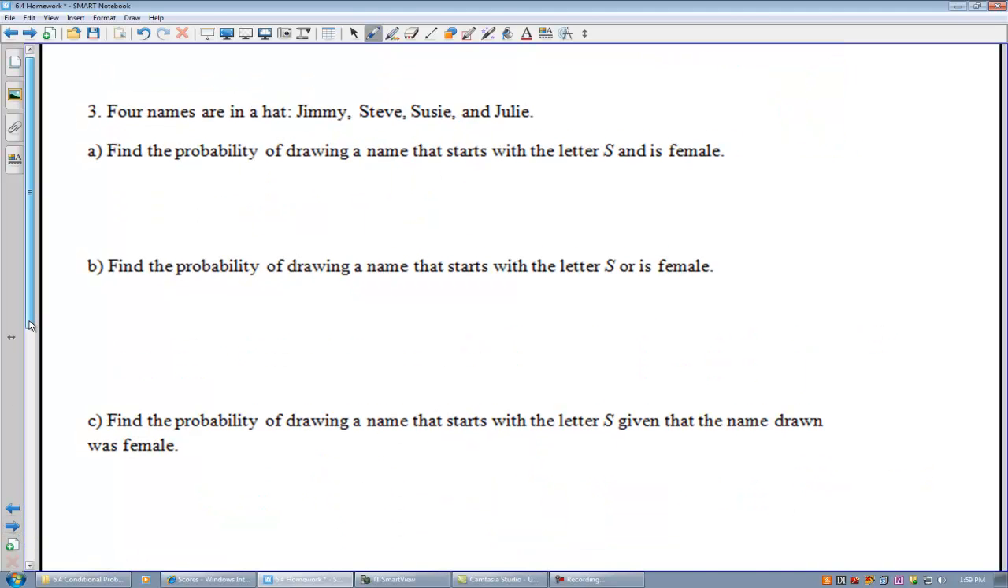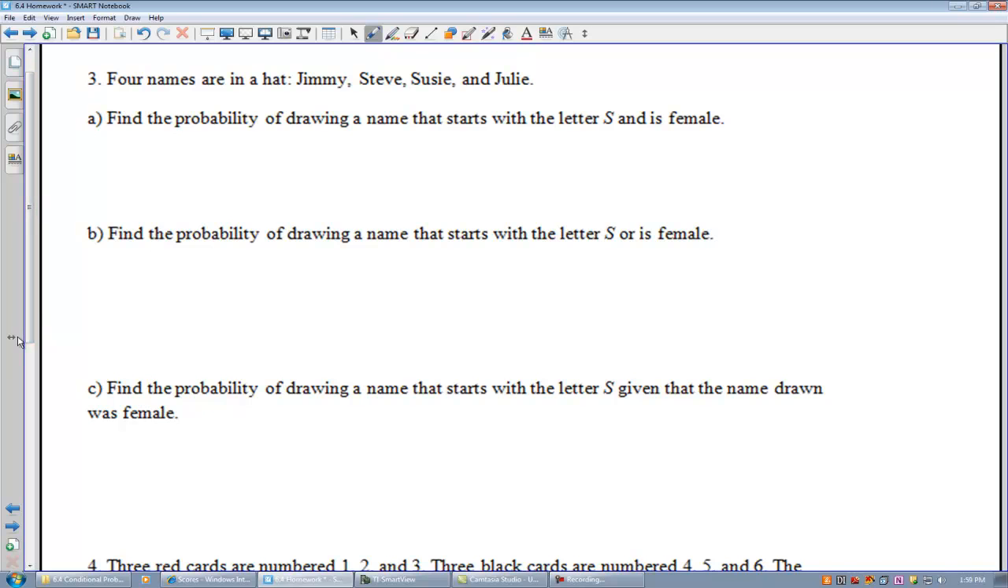On the next page, on number 3, it says 4 names are in a hat: Jimmy, Steve, Susie, and Julie. Find the probability of drawing a name that starts with S and is female. Okay, so here is our letter A, and, or even A, and means intersect, female. So this is our event B. So you want to find the probability of A intersect B.